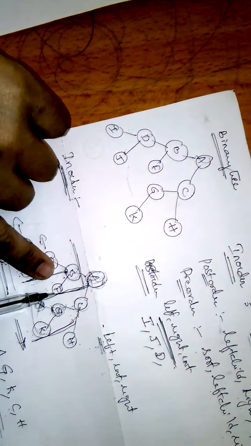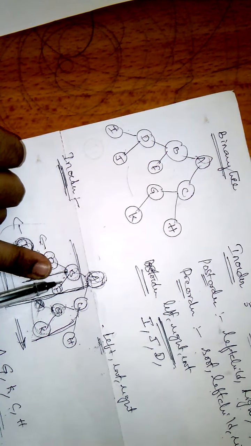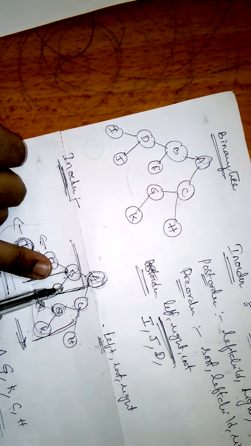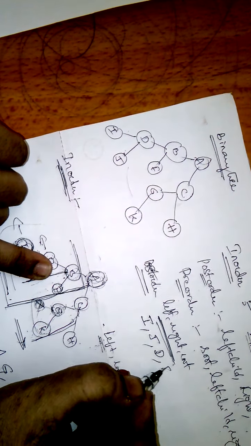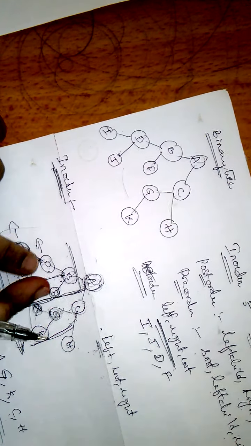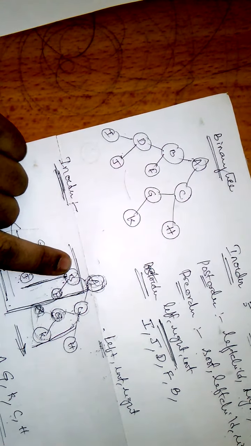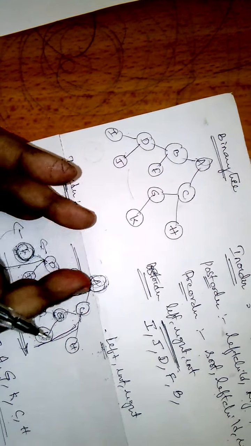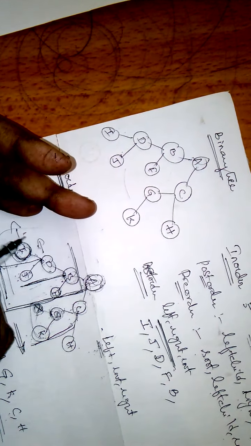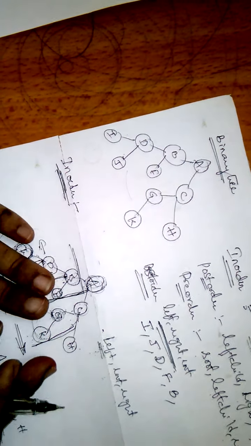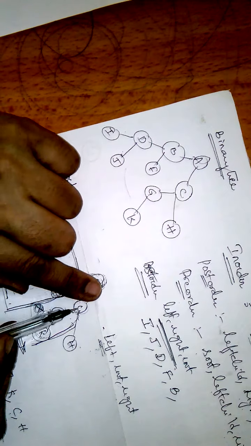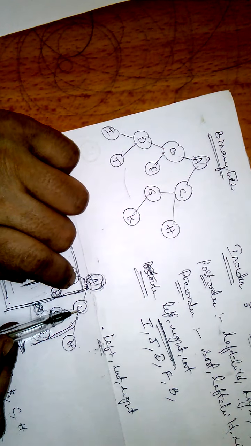Okay. So we finished left subtree of B. Now we have to traverse right. In right we have only one node F. We finished left, right. Then we have to visit root. Next we finish left subtree of A. Now visit the right subtree.